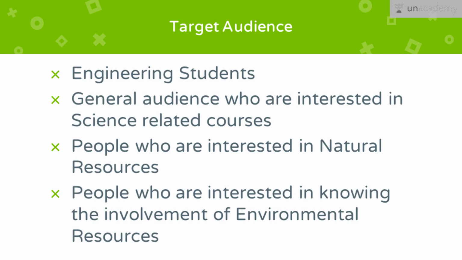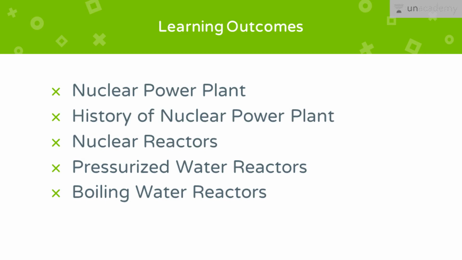The target audience for this slide will be engineering students, general audience who are interested in science related courses, people who are interested in natural resources, people who are interested in knowing the involvement of environmental resources. The learning outcomes for this slide will be, you will come to know about the nuclear power plant and the history of nuclear power plant. You will know in detail about the nuclear reactors, and basically two types of reactors in today's class, that is the pressurized water reactors and the boiling water reactors.